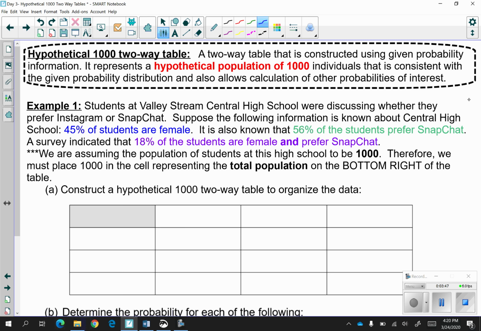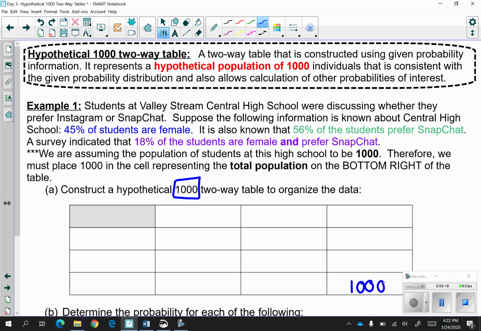So read the first problem and then we'll go over it. So if you notice here, they're not giving you how many there are of each thing, right? They're giving you percentages. They're not telling you that there are this many females. They're telling you that 45% of them are female. Now, this problem does say to construct a hypothetical 1,000 two-way table. That means there are 1,000 people total. You have to come up with your categories.